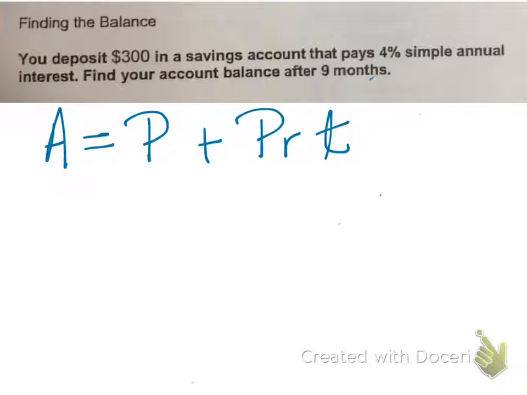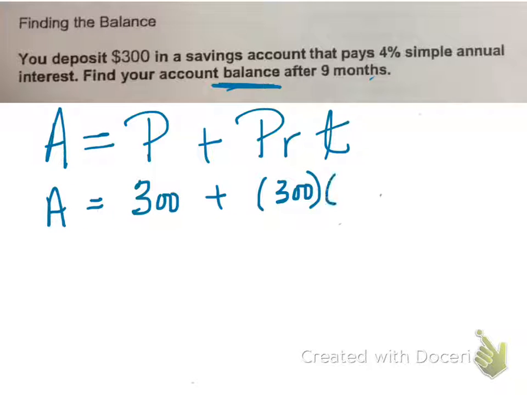You deposit $300 in a savings account that pays 4% simple annual interest. Find your account balance after 9 months. Okay, so we're going to use our balance formula here because they didn't say just calculate the interest, they said calculate the balance. So A is equal to the principal, which is 300, plus the principal again, times your rate as a decimal, so that would be 0.04, times your time in years.